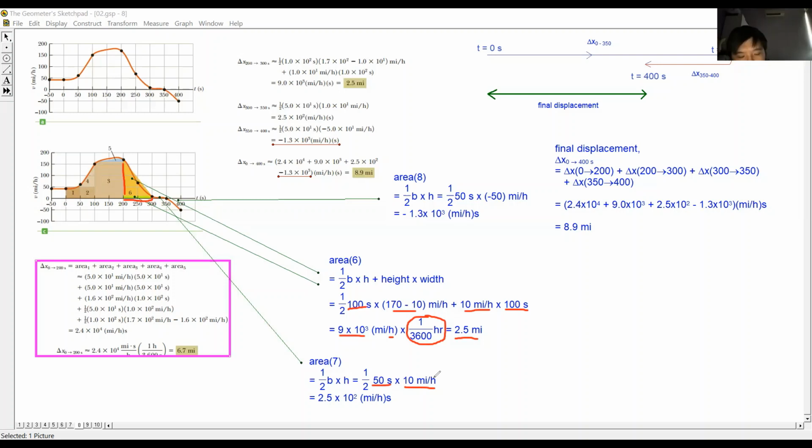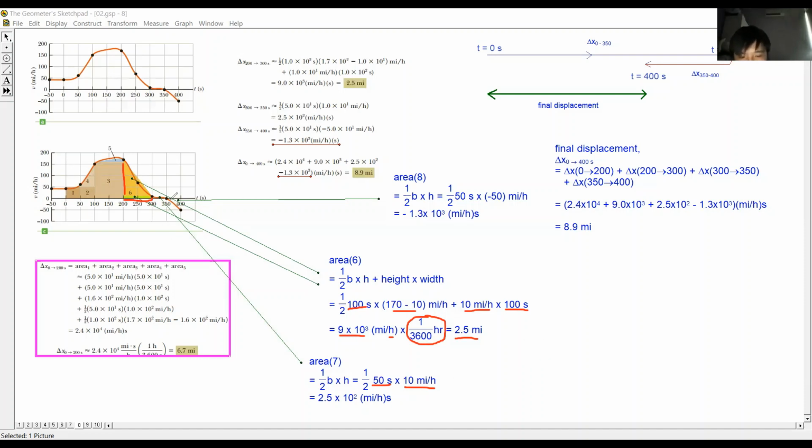Now you can leave it this way and wait for the final answer, right? So multiply this together, it is 2.5 times 10 to the power of 2 mile per hour second. This one we can leave here first. If you want to convert, you can convert it. If you don't want to, you can leave it like this first, right?